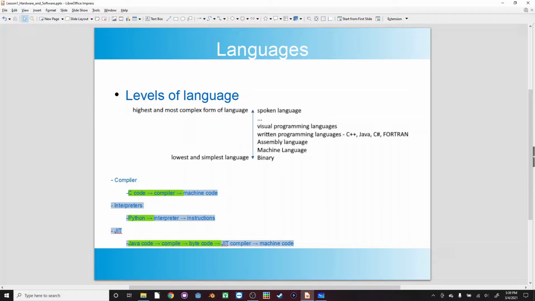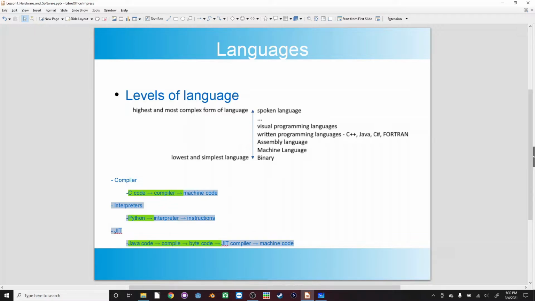Okay, languages. When we think about languages, English is called the highest level language. Well, not English itself, but spoken language is considered the highest form of language. It's very complex. For us, it's very easy to understand, but it's very complex in the actual structure of it. If you actually look at how complex spoken languages are, it's incredible, right? We have all these alphabets and words, entire dictionaries, etc.